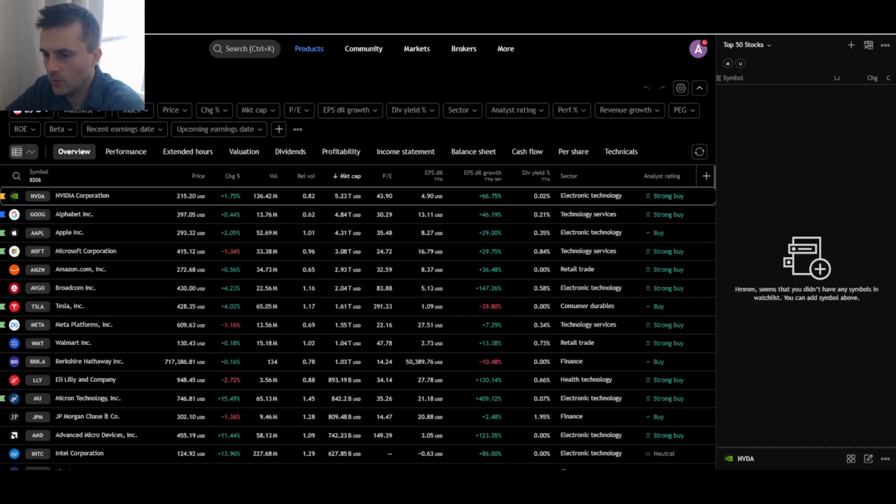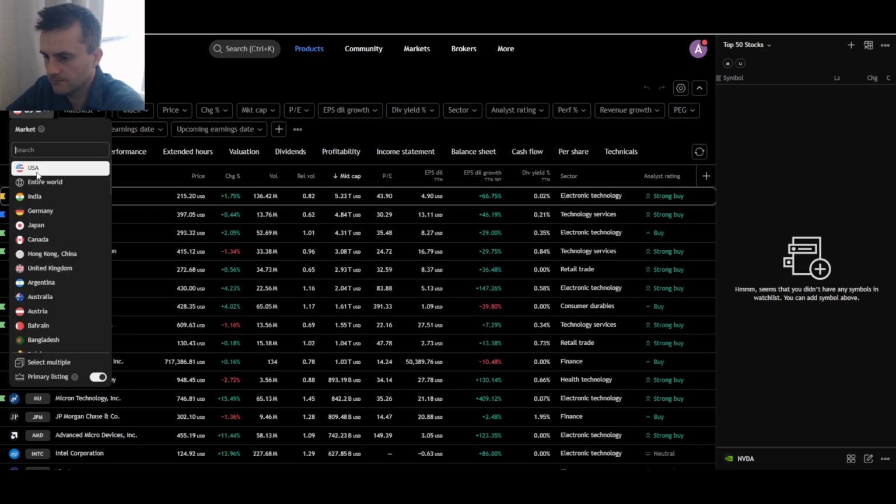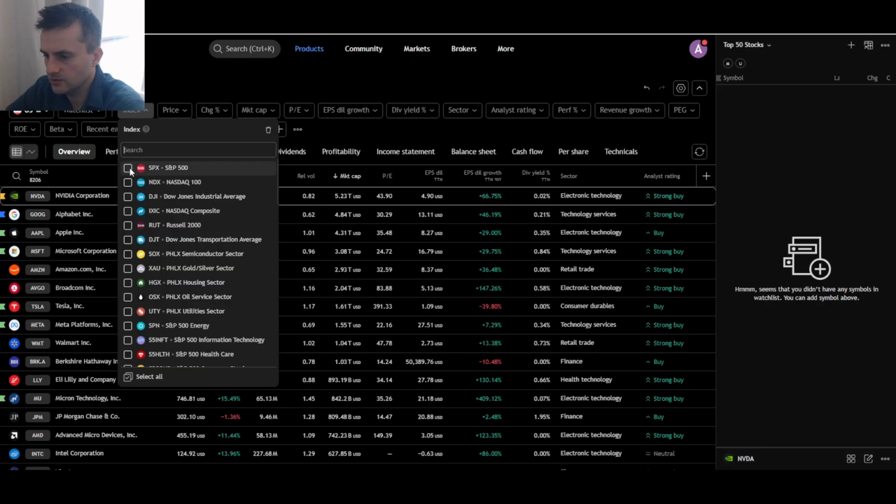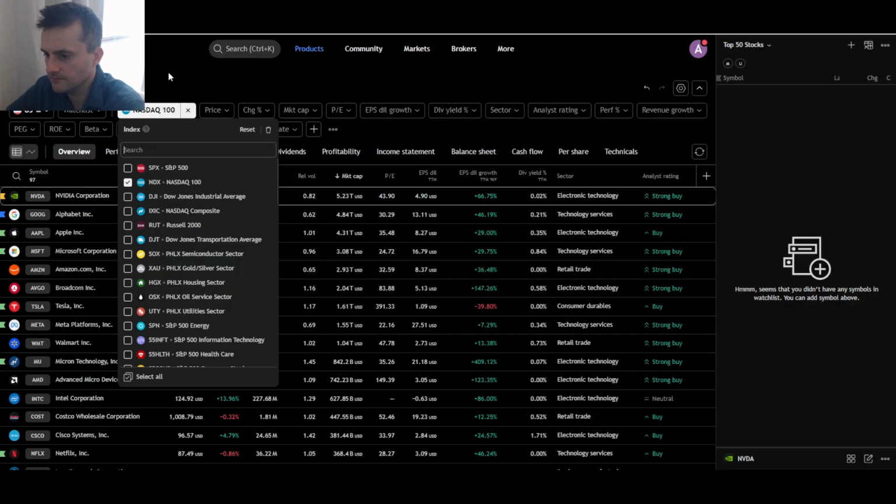Okay, so now once you're in the screener, you have a lot of different filters you can use. You can just select the USA based stocks, and you can go and pick a different index. You can choose the NASDAQ, for example. That'll give you the top 100 stocks. You can also select the S&P 500, so there'll be top 500 stocks.